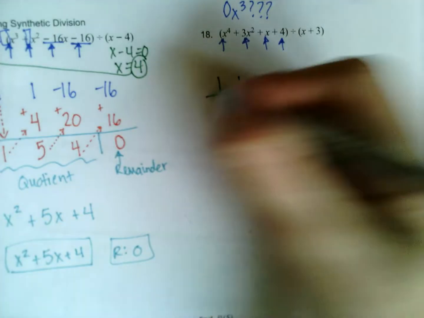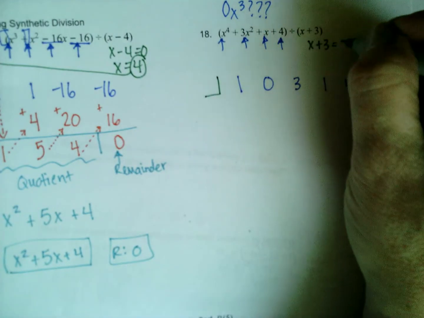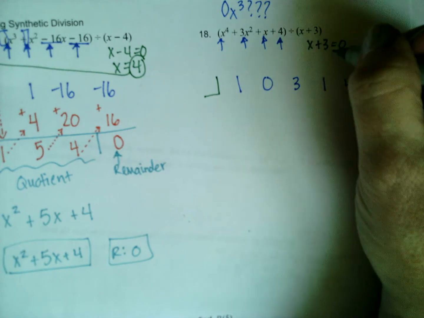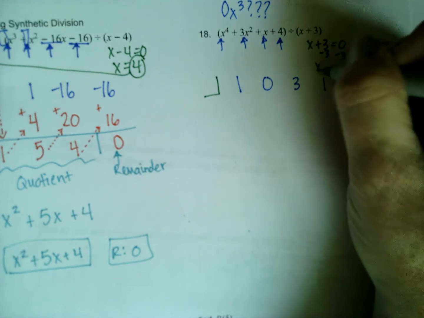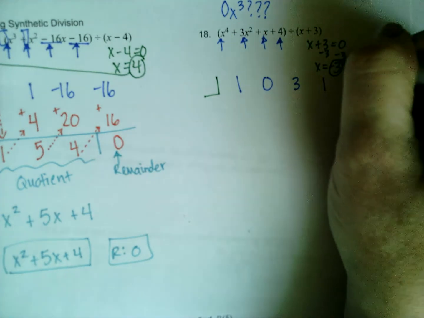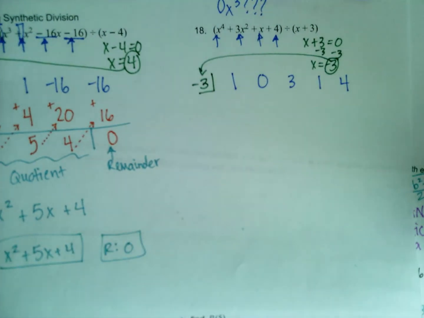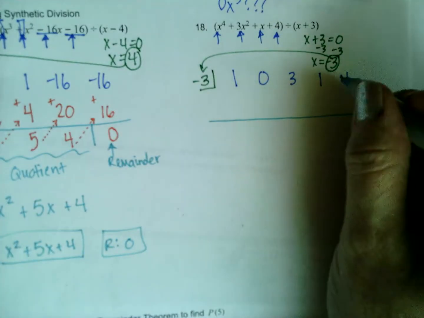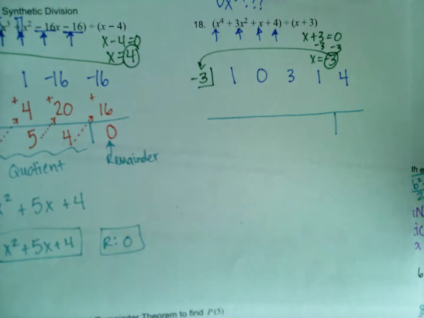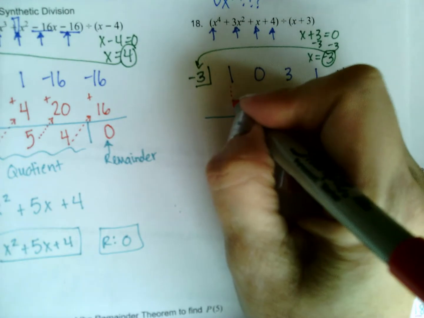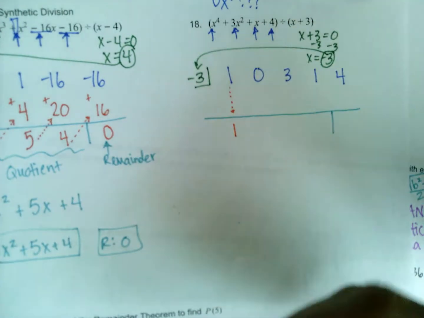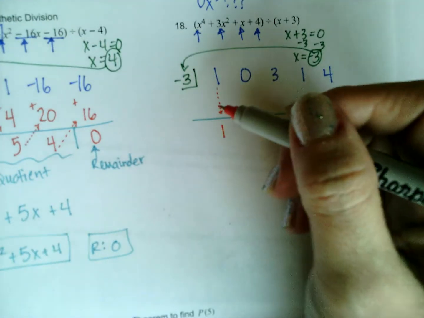Our divisor, remember we take x plus 3 and set it equal to 0, so that we get x equals negative 3. The x equals part is what goes in the box. X equals negative 3, so negative 3 goes in the box. Then we draw this fancy thing with the box to isolate the remainder. Then we're going to go through those same exact steps again. So the first thing we do is bring down the 1. It's not always a 1, but it has been in these two problems, so that's weird.